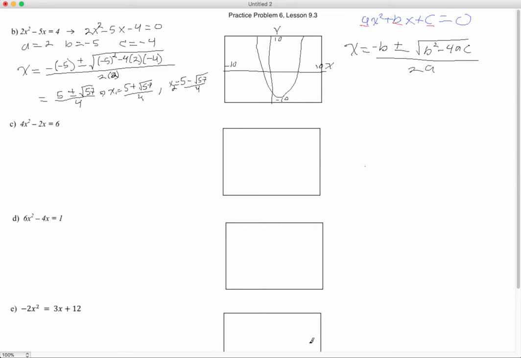So this is practice problem 6, lesson 9.3, part C. We've got 4x squared minus 2x is equal to 6. And what we need to do first of all, of course, is get this set equal to 0. So this is going to be 4x squared minus 2x minus 6 is equal to 0.